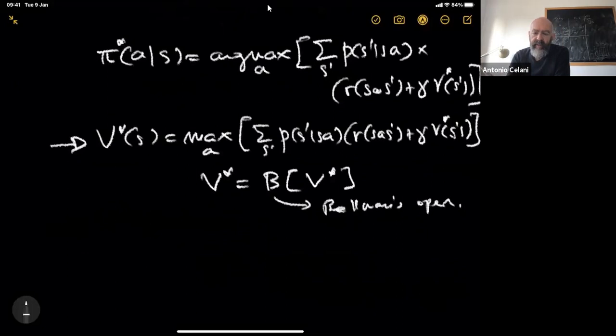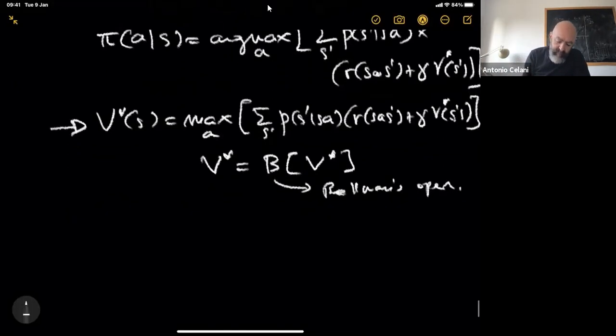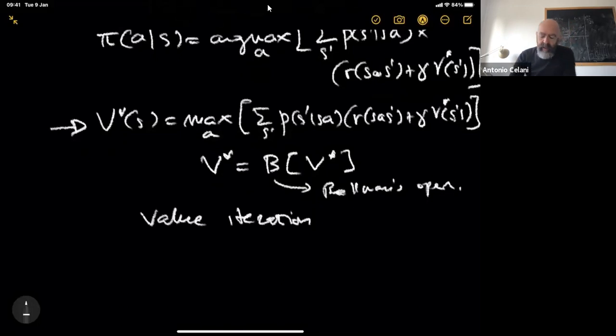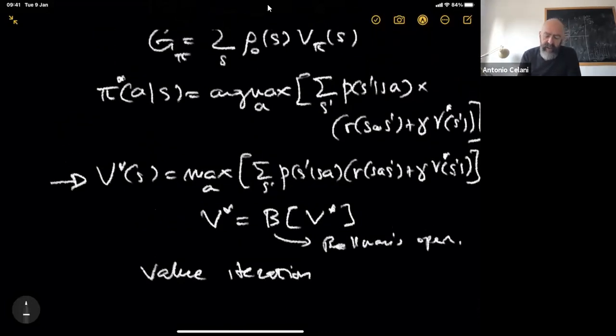And this contractivity of B also allows us to construct an algorithm which is called value iteration, which tells us that if we start with a guess for our value function, then iterating the Bellman operator several times will eventually converge to the optimal value function. And from the optimal value function, or an approximation thereof, we can compute a policy according to this definition here that you see up here. We can compute an approximation which is arbitrarily close to the optimal policy. Okay, so far so good.